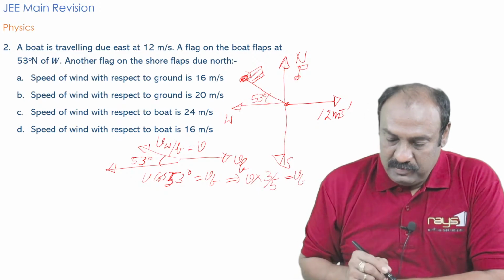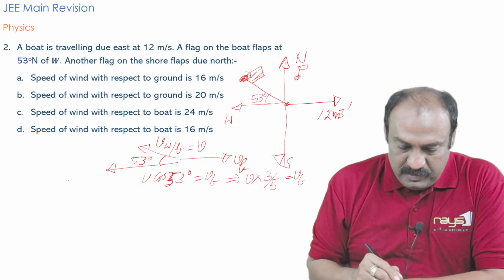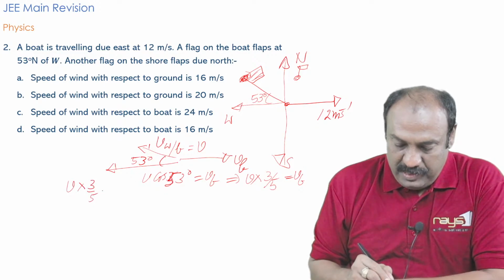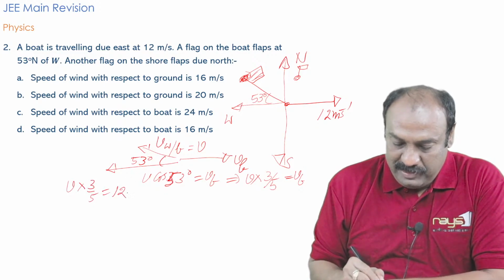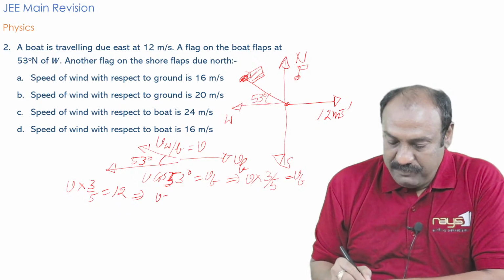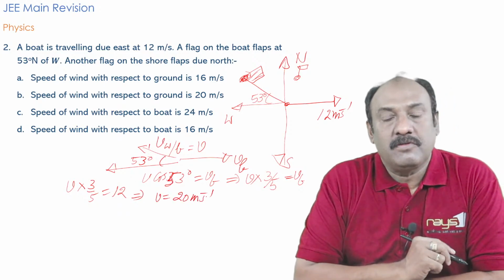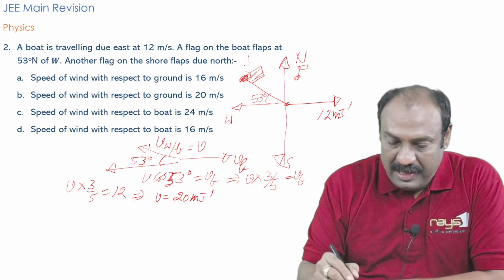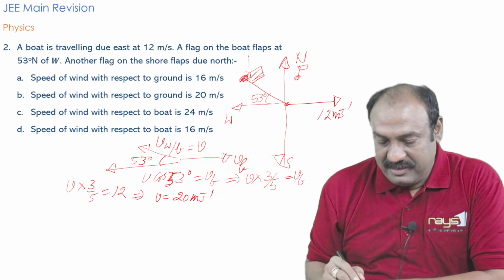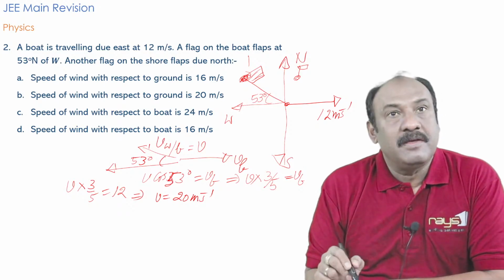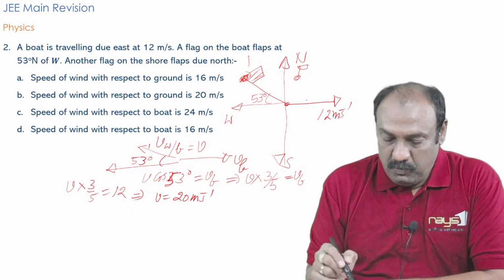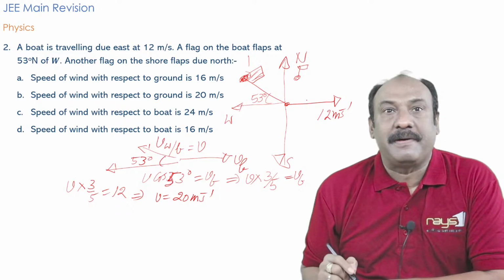So from this, V into 3 by 5 is equal to VB, and the value is given as 12. So, from this, 12 into 5 by 3, that is 4 times 5, V equals 20 meter per second. So the velocity of the wind with respect to boat is calculated as 20 meter per second.